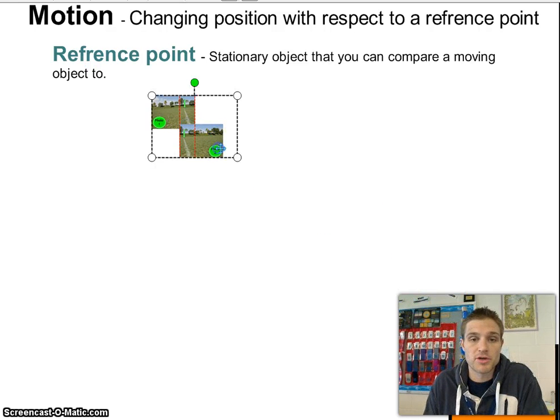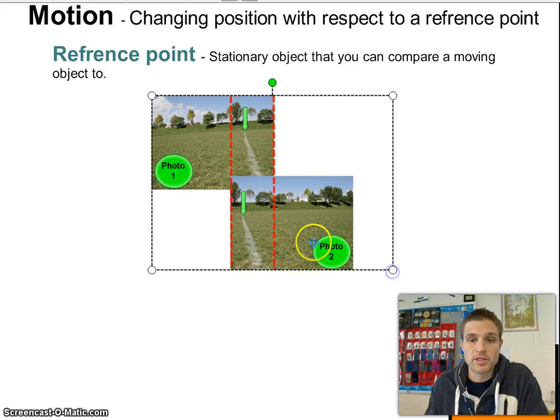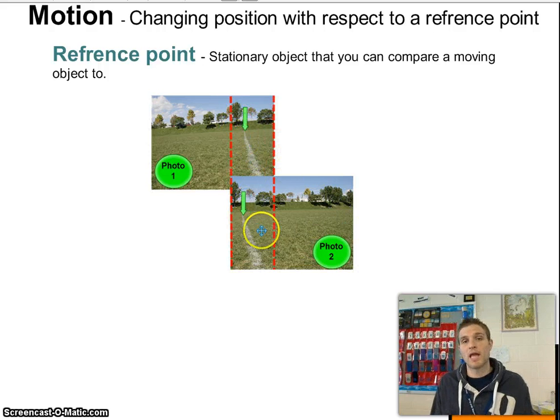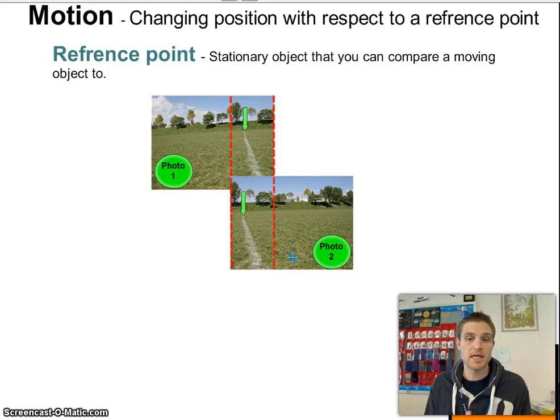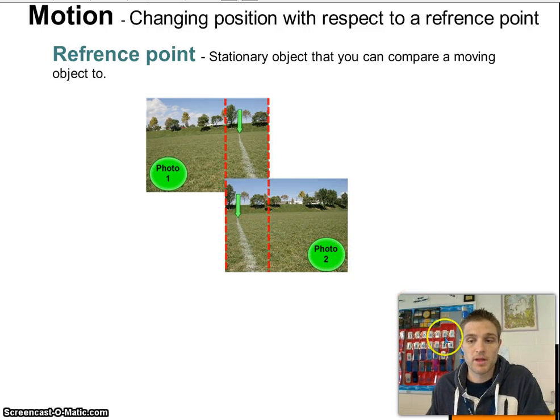So if I look at this picture right here, which I'll make a little bit bigger so you can see. I have this white line, which would be my reference point because it's a stationary object. It's on the ground, it's staying in one spot, but if I compare these two pictures, I can see that the person who took these pictures has moved, since the white line has moved in relation to the background and the other reference points in the picture.